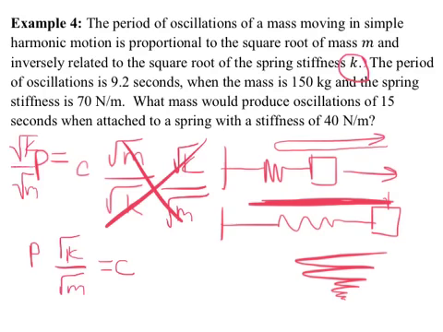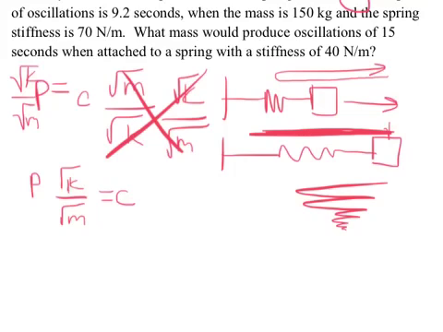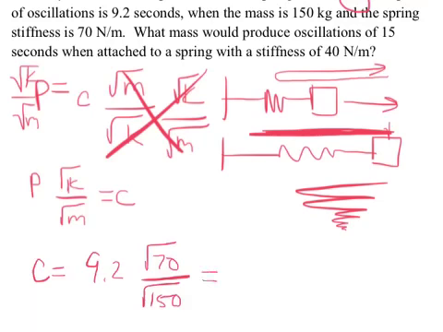Anyhow, let's go ahead and solve for C. Let's apply our conditions. We could say C equals the period, which in this problem is given as 9.2 seconds, times the square root of k, which should really be the square root of 70, over the square root of m, which is the square root of 150. Remember, you could also lump these together as root 70 over 150, just like you could have lumped it together earlier. This is going to give us a constant of variation with a value of 6.28.